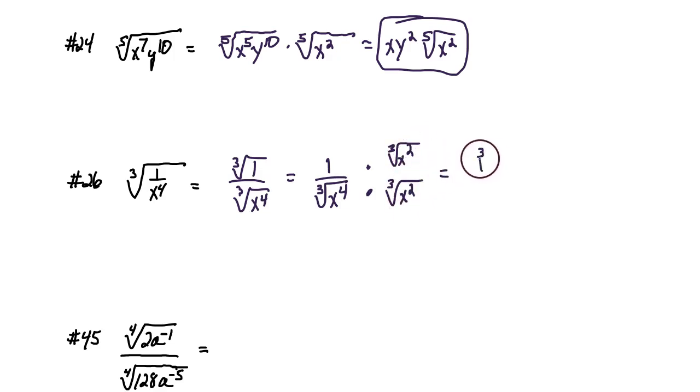Now we have cube root of x squared in top, and in the bottom, the cube root of x to the 6th power. This makes x squared in the bottom. The way that I got x squared was by asking myself, what thing cubed makes x to the 6th? And that would be x squared times x squared times x squared.